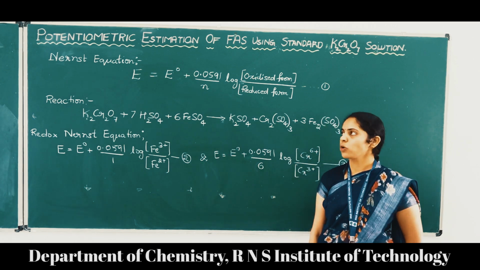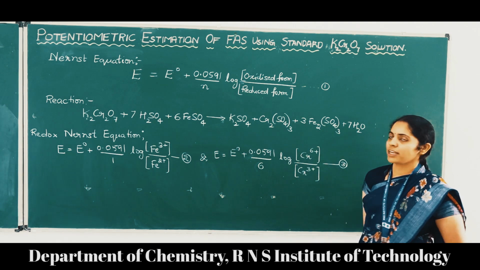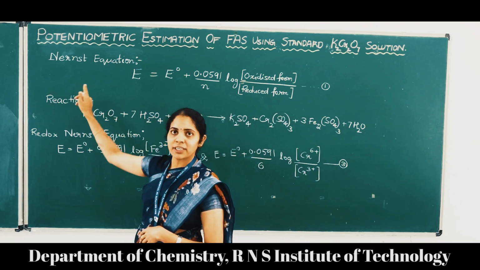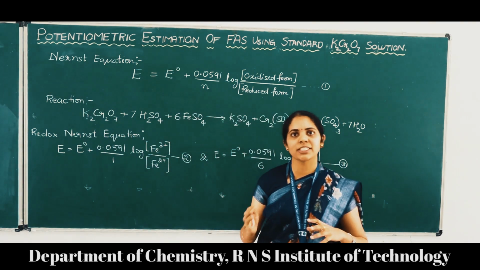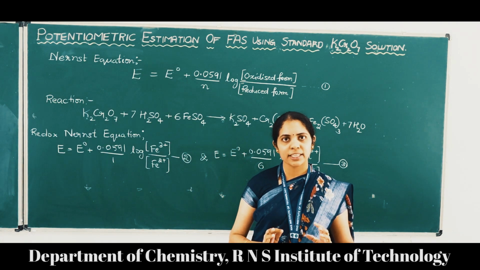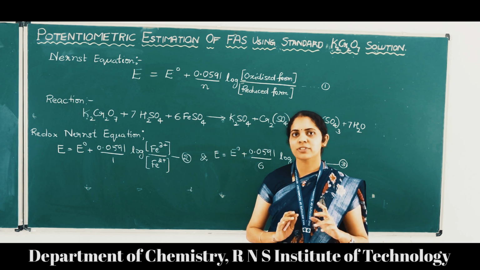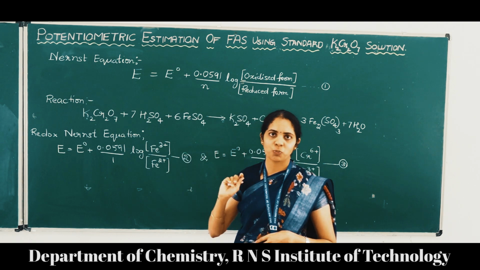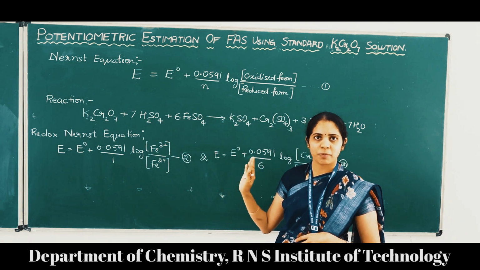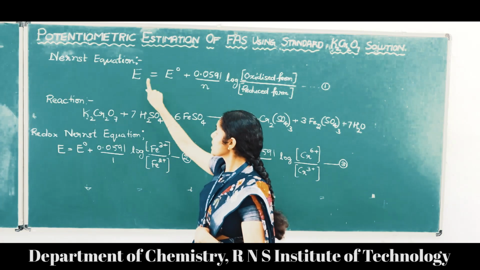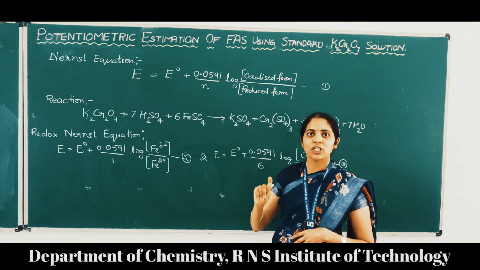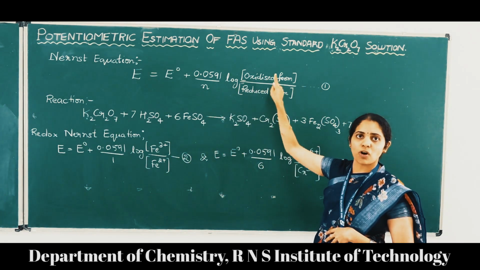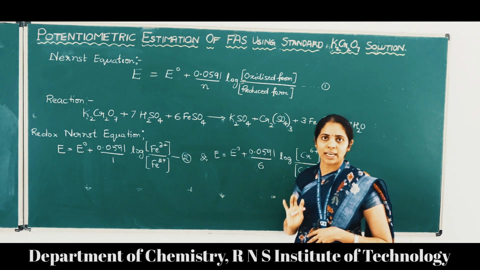Today let us discuss potentiometric estimation of FAS by using K2Cr2O7 solution. Here the potentiometer is an instrument used to measure the change in the potential, and potentiometric titration is nothing but the estimation of a substance by measuring the sudden change in the potential at the equivalence point. The principle behind this experiment is based on the Nernst equation, which says E equals E naught plus 0.591 divided by n log of oxidized form divided by reduced form of the metal ion species.